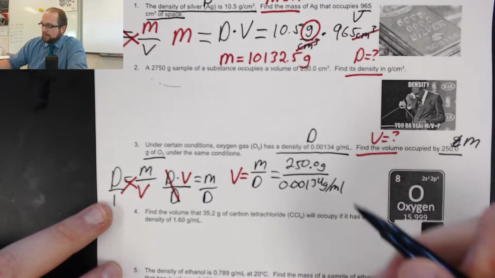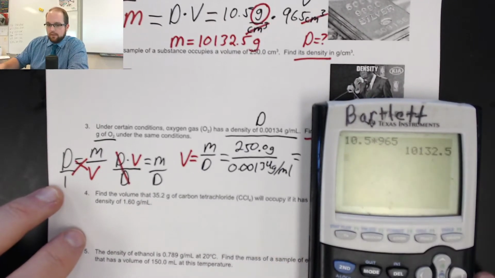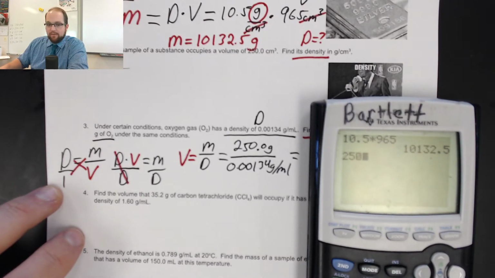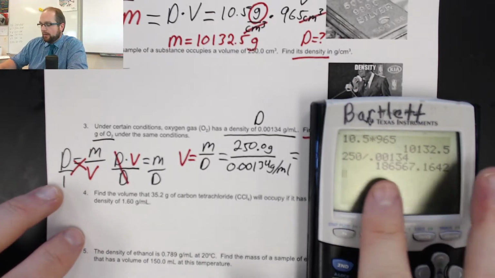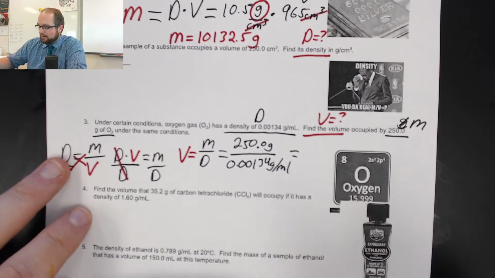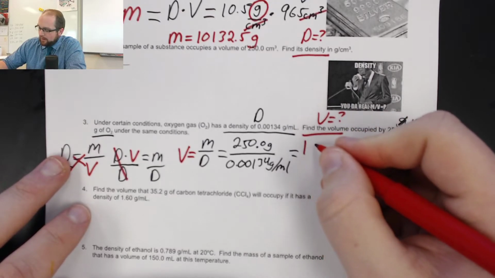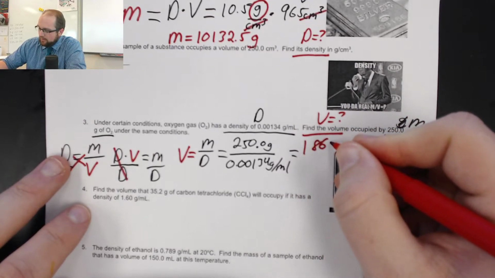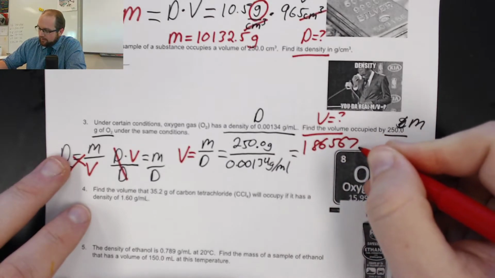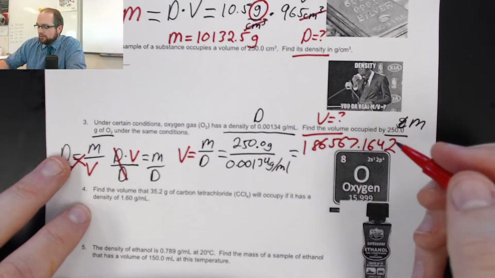So let's figure out that final answer in our calculator and check our units. I'm going to take 250 divided by 0.00134. Boom, I get a big old number here, 186,000. Whew, that's a big number. Let's write it down here. Okay. We've got 186,567.1642. Whew.